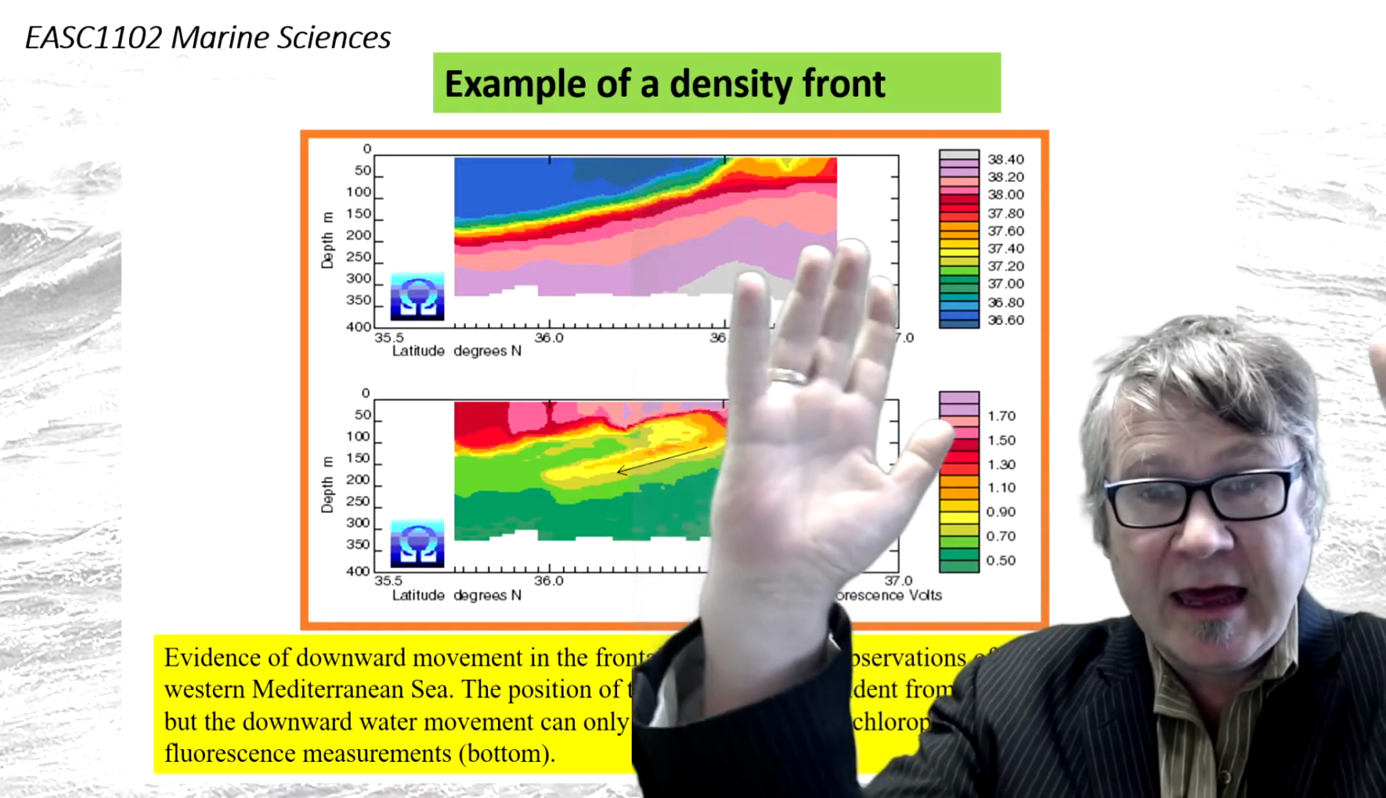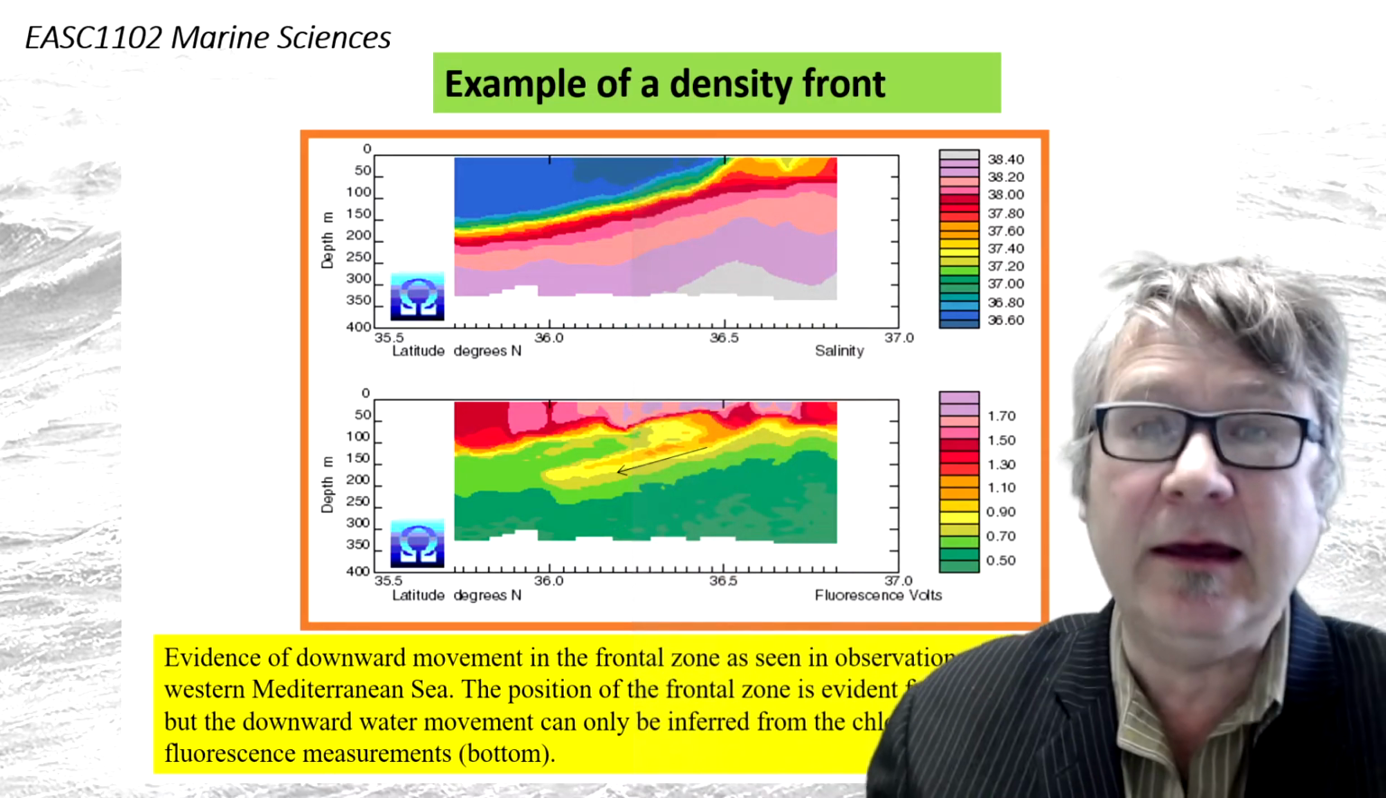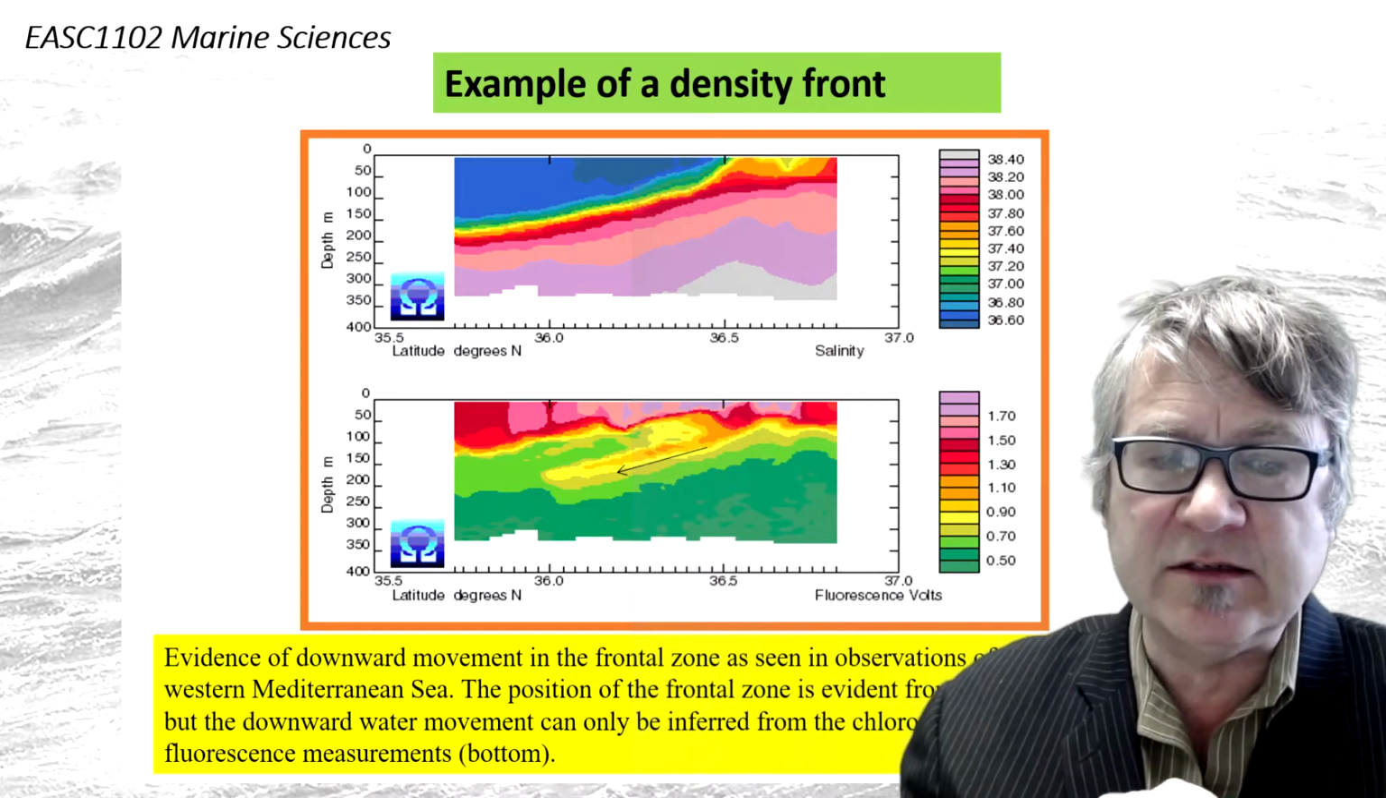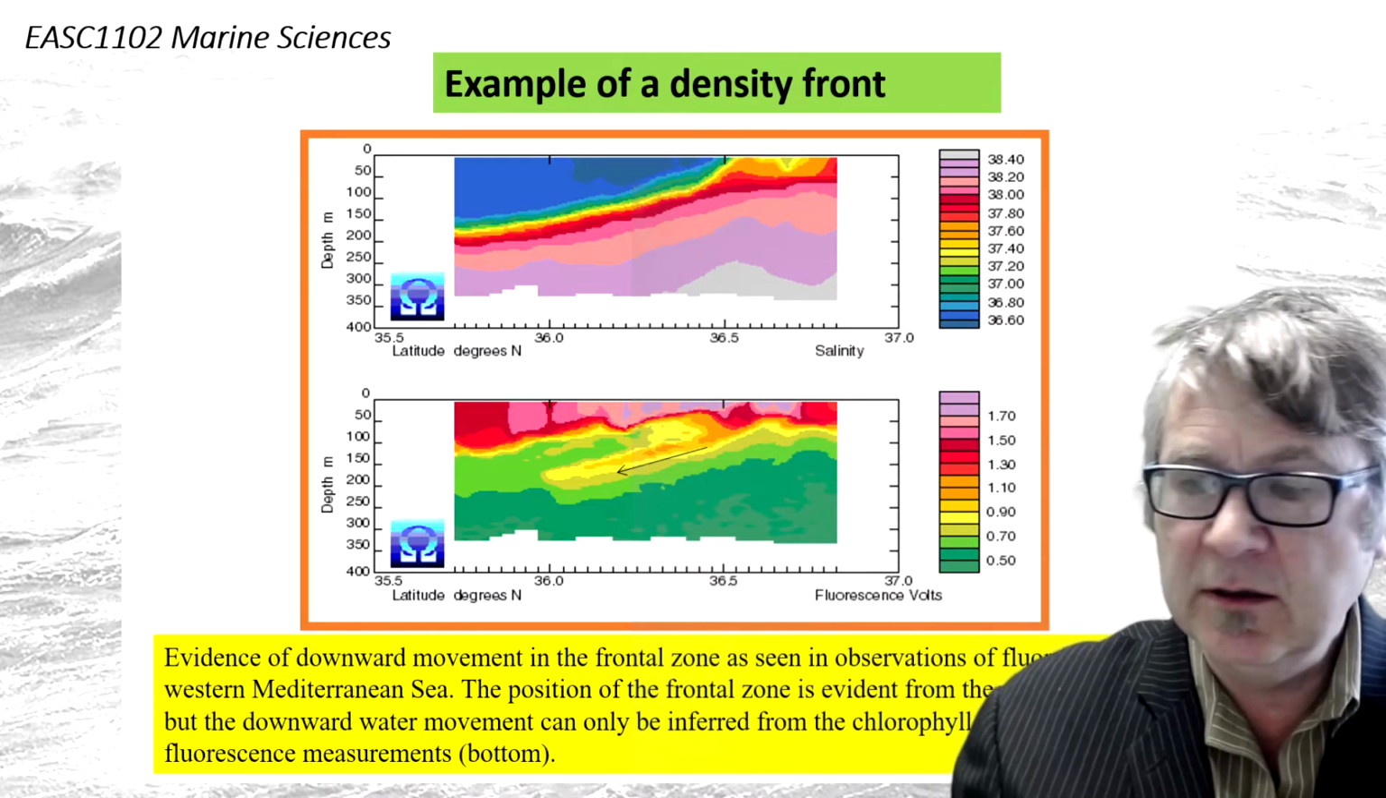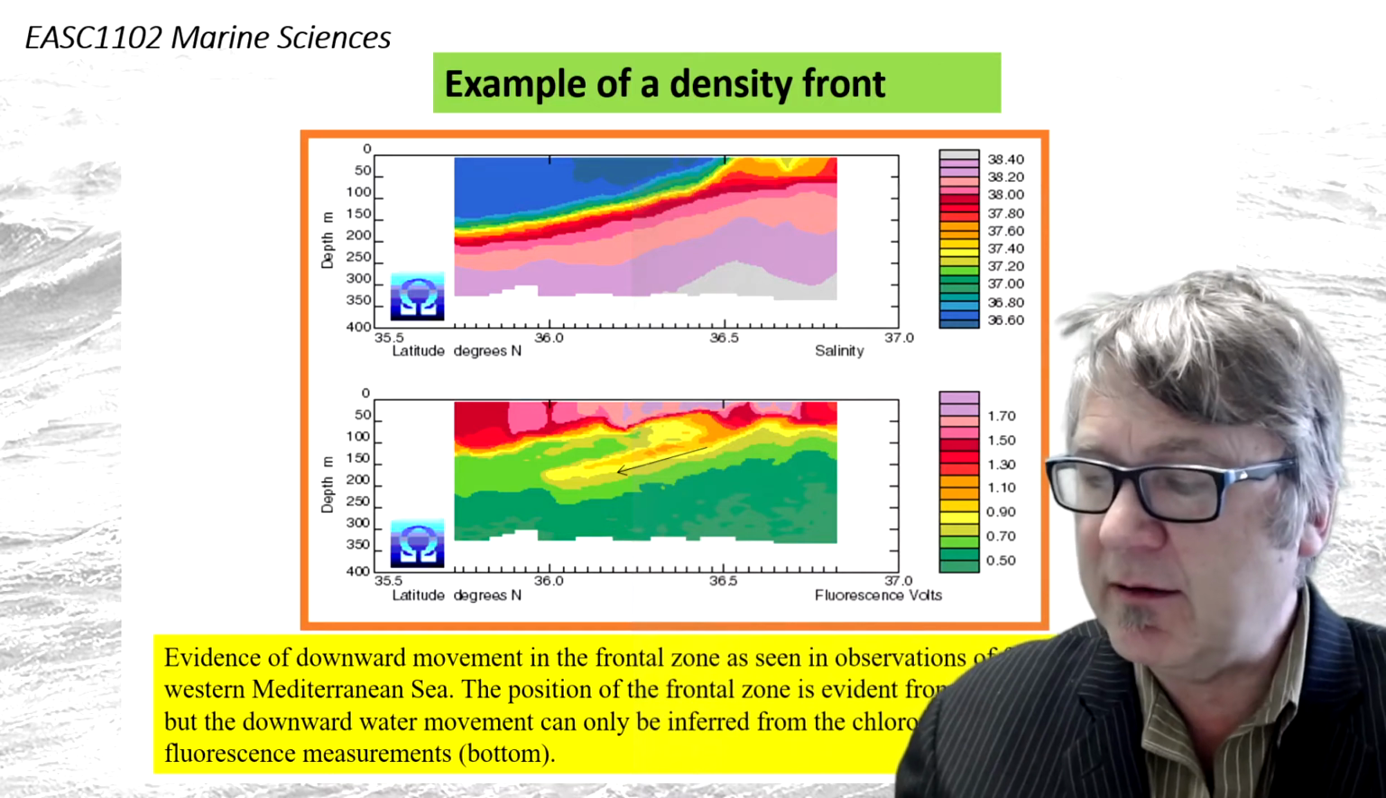Here we are. Here is an example of a density front. From where is it? It's from the Western Mediterranean Sea.